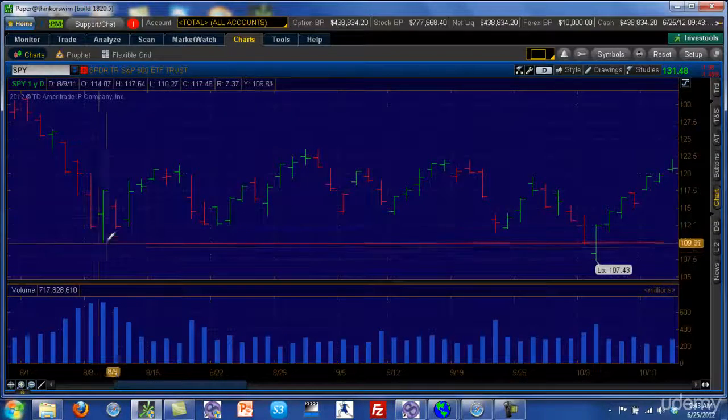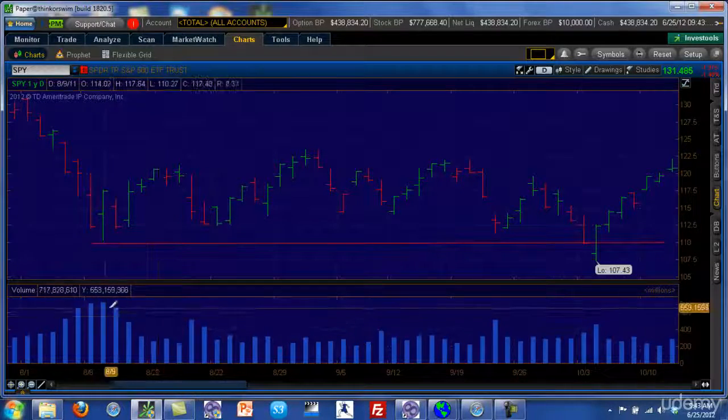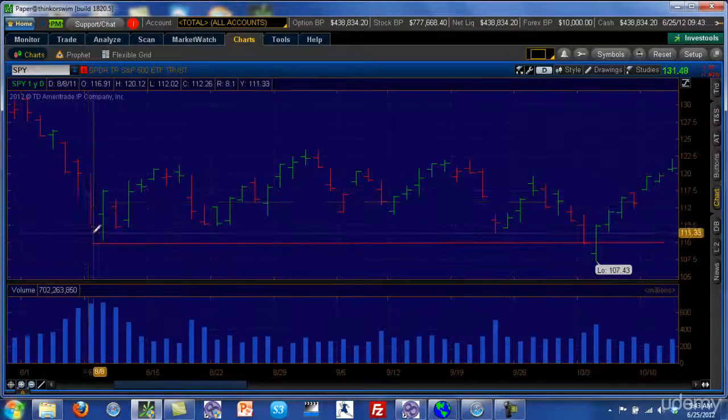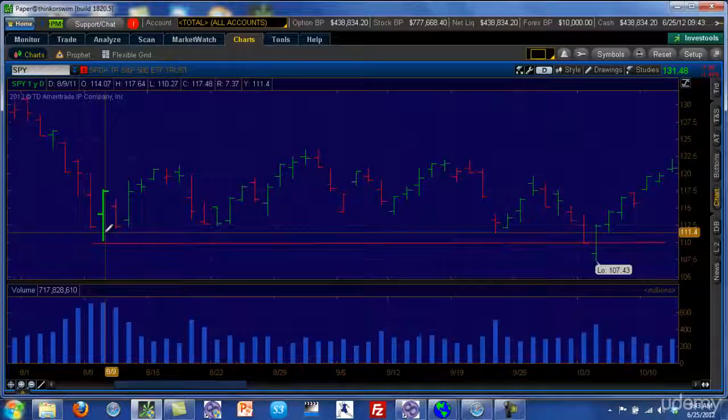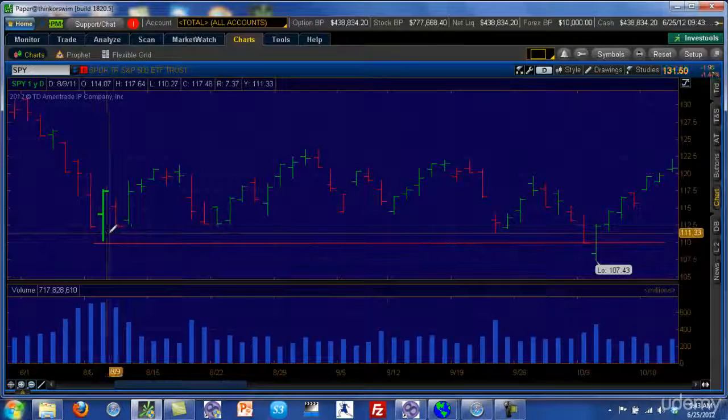So let's start with this point right here. And this is on August 9th. And it reaches a good support point. You can see the volume is very high. And from this bar to this bar, you do a nice turnaround. So this is obviously a good support point.